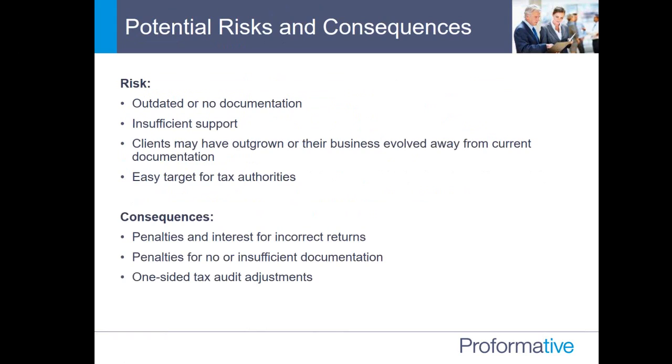And finally, as I mentioned, you might have a one-sided tax audit adjustment. So you may have to have additional profits taxed in one country with no corresponding deduction in another country, and therefore you're being taxed on that income twice.